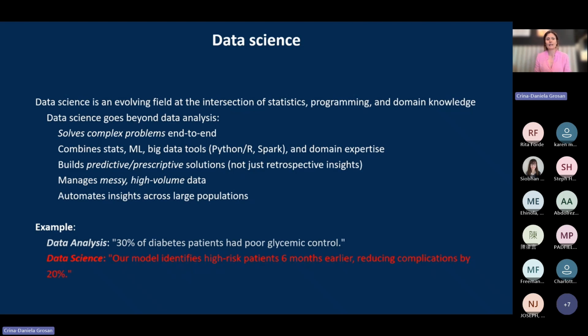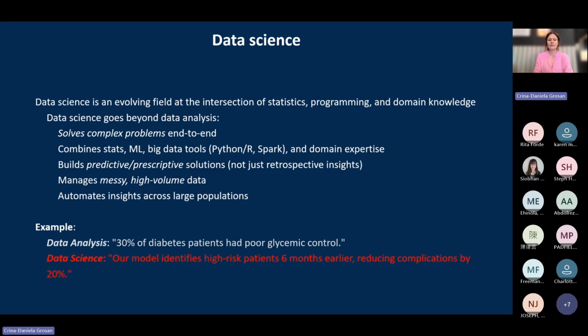The tools that are included in data science and the tools that data science projects deal with could solve very complex problems, could combine statistics as well with machine learning and other predictive models. They include tools that can deal with messy data, with unstructured data, with high volumes of data, and can generate insights, but also automate these insights across large populations.